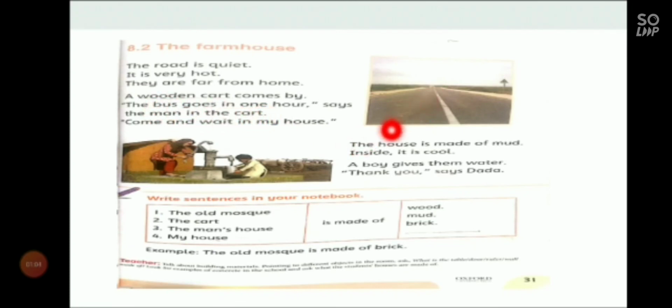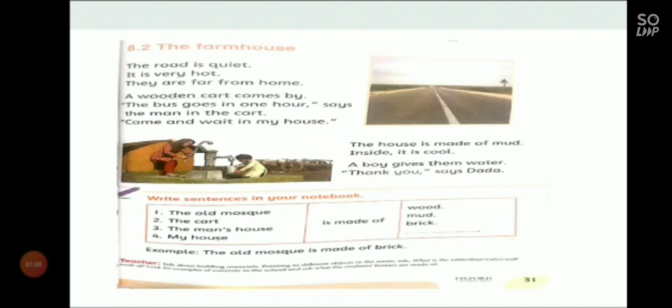There was a long road, it was quiet and it was very hot. That man was very nice to them. Then he asked them to come and wait in his house. And his house was made of mud. And we have learned that in the village, people's life is totally different from the life of people in the city. The villagers, who mostly work in the fields, use the wooden cart, they use the hand pumps, and their houses are built of mud.